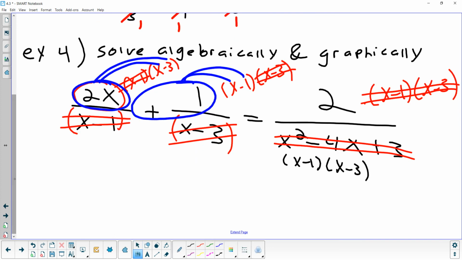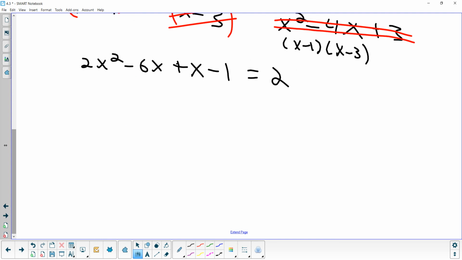So let's do that out. We're going to get 2x squared minus 6x, plus 1 times that is going to stay the same. So it's a plus 1 times x and a plus 1 times negative 1. And you just end up with a quadratic. So that's what these basically turn into most of the time. All right, so 2x squared, let's see, minus 5x minus 3 equals 0.